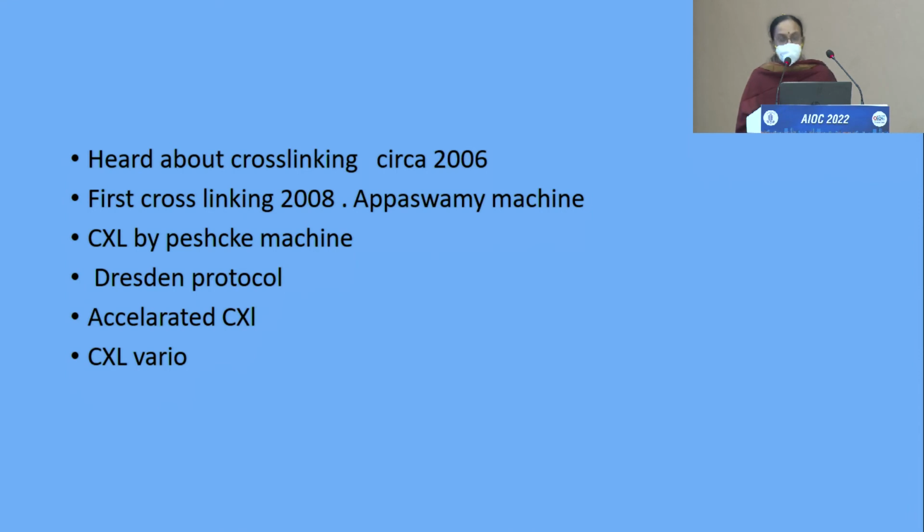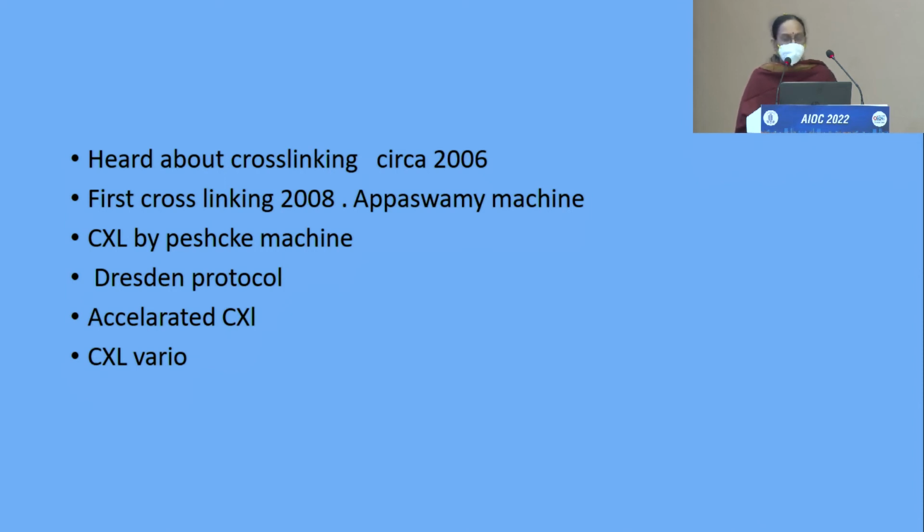Now, the first cross-linking that we did was in 2008 with an Upper Swami machine. It was quite hilarious. The machine kept shaking, and we had to hold the patient's head, 2 people holding the patient's head, 2 people holding the machine, and then we did both the eyes. And that child is still following up with us after 14 years, and he's doing pretty okay.